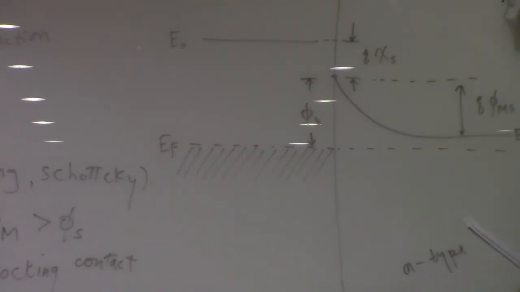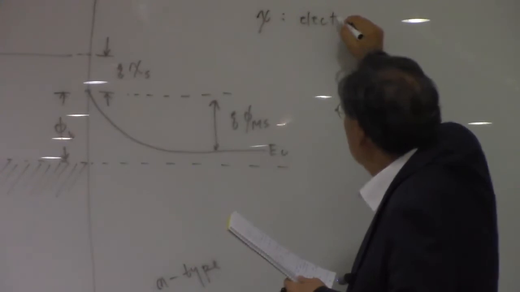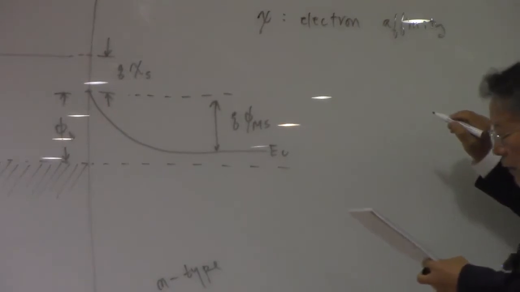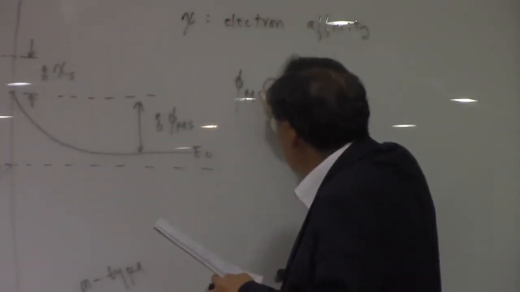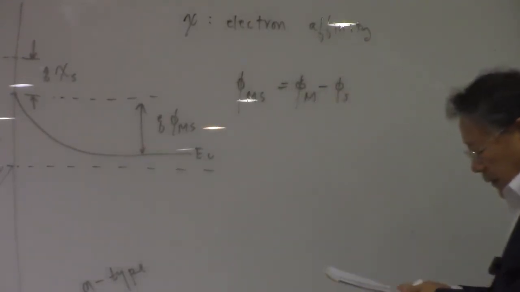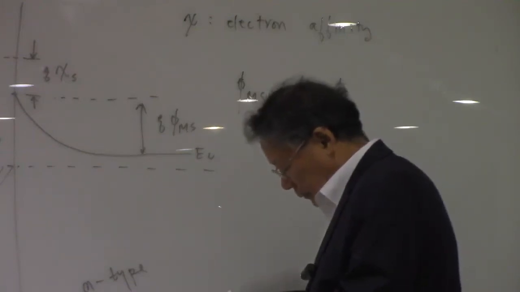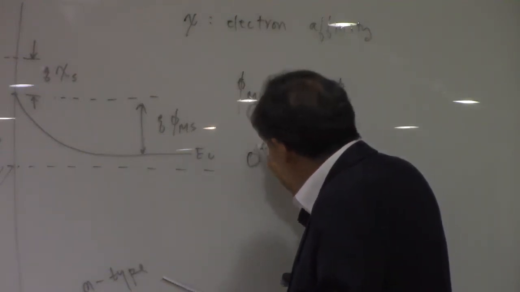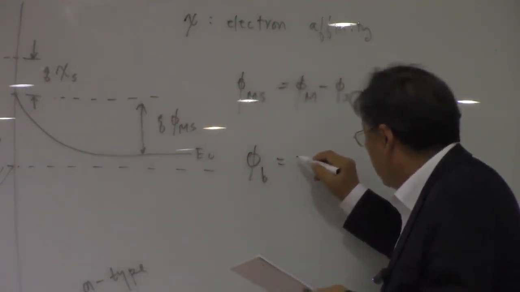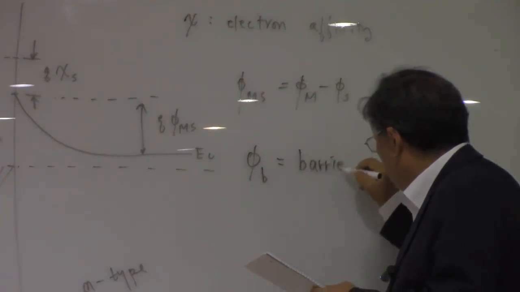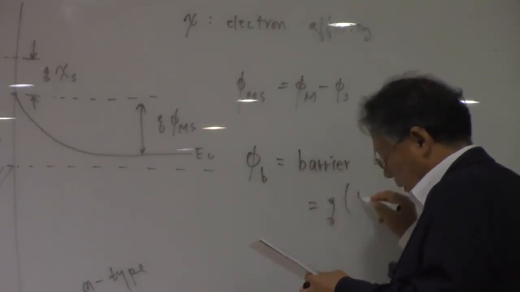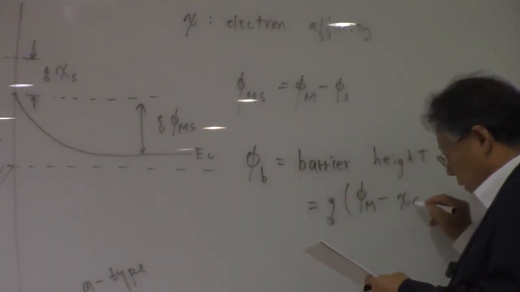Here chi is the electron affinity. Now, phi ms is the work function difference between metal and semiconductor. And here phi b is the barrier height, and that is phi m minus chi s.